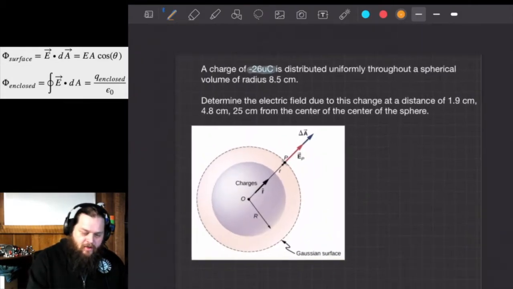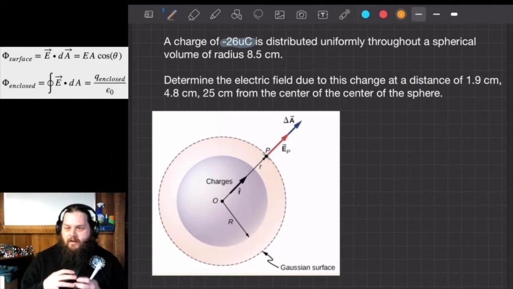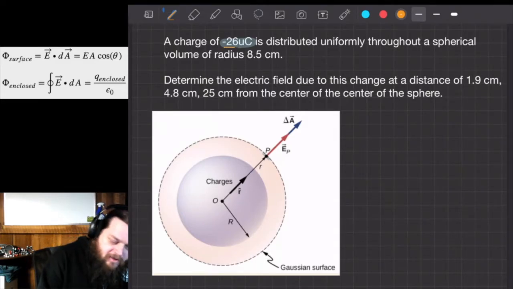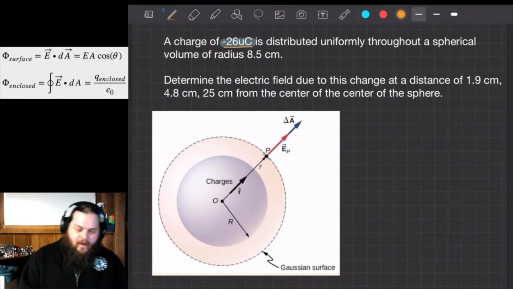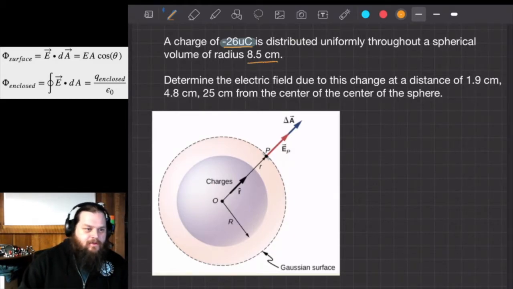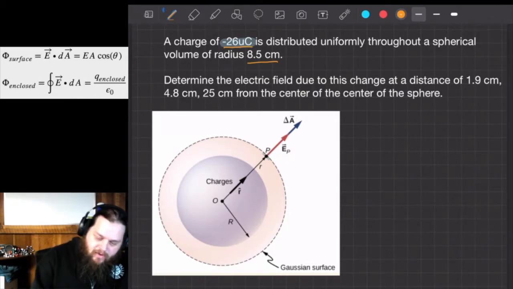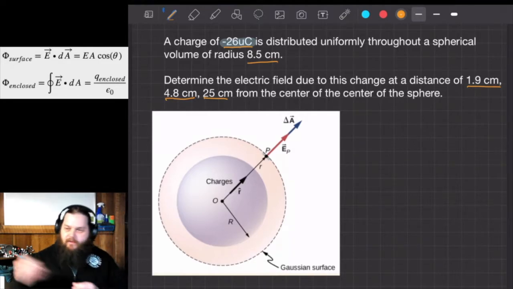Let's go on here. This one's the fun one. So here we have a charged sphere. The entire sphere is a non-conductive sphere, so the charge is going to be uniformly distributed throughout the entire sphere. The charge itself is negative 26 microcoulombs, and the sphere has a radius of 8.85 centimeters. We want to determine the electric field due to this charge at a distance of 1.9 centimeters, 4.8 centimeters, and 25 centimeters from the center of that sphere.